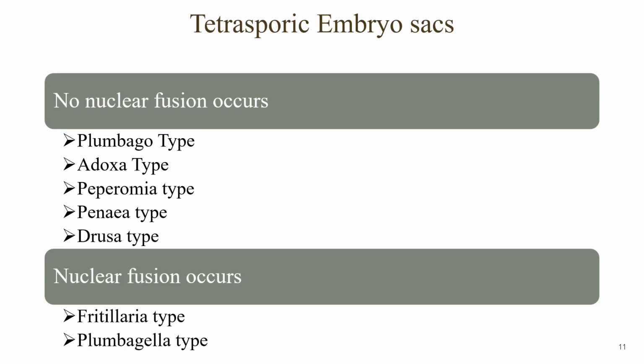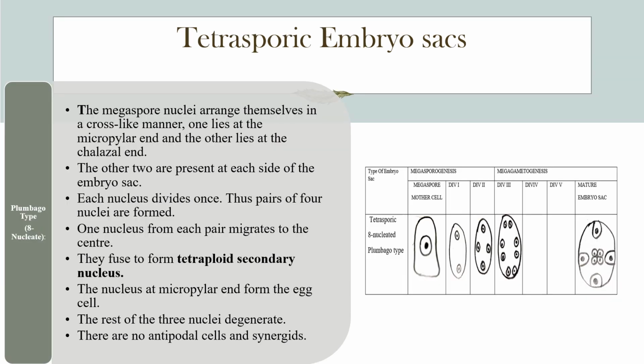Tetrasporic embryo sacs are further divided into two groups: one where no nuclear fusion occurs, and one where nuclear fusion occurs. Where no nuclear fusion occurs, there are these types: Plumbago type, Adoxa type, Peperomia type, Paeonia type, Drusa type. And where nuclear fusion occurs, we have Fritillaria type and Plumbagella type. Now we go to Plumbago type.